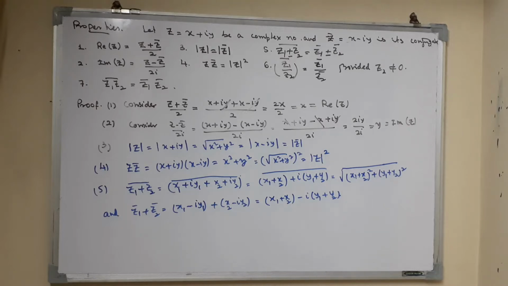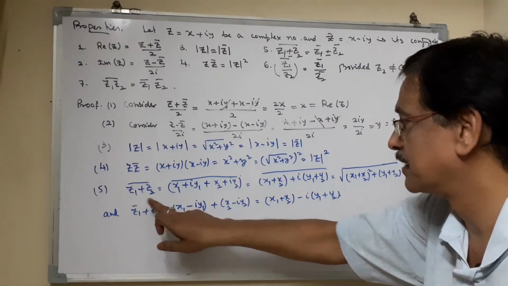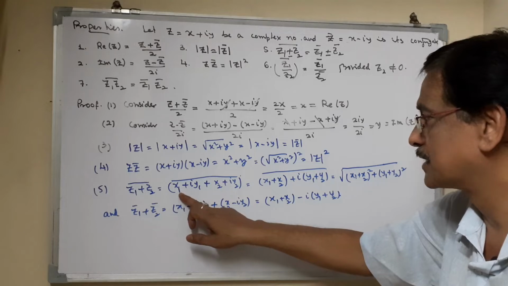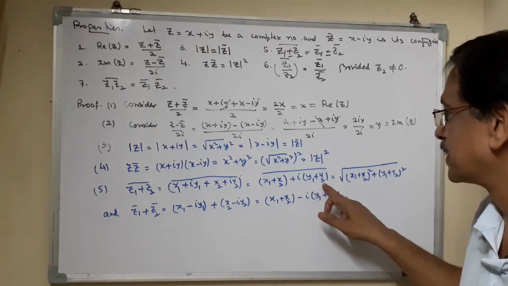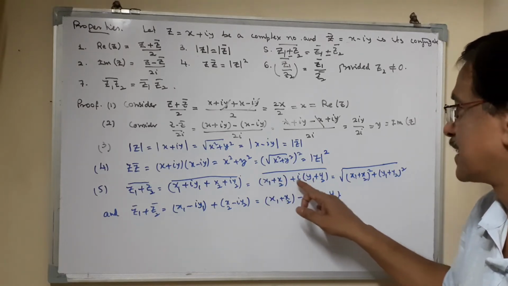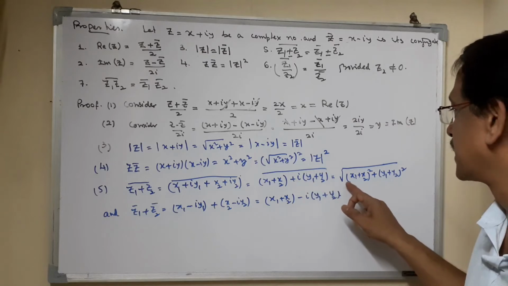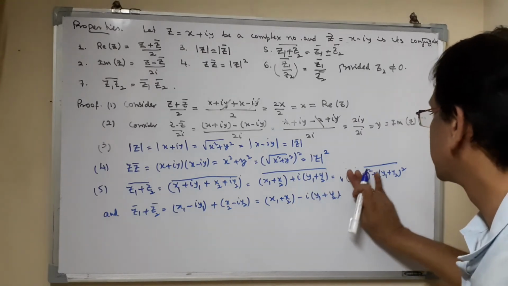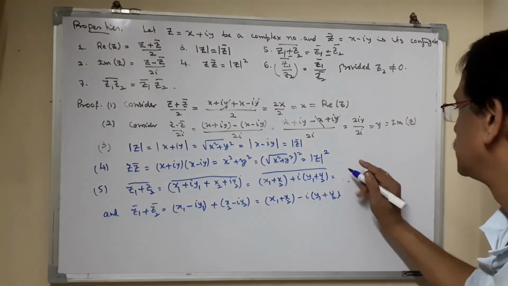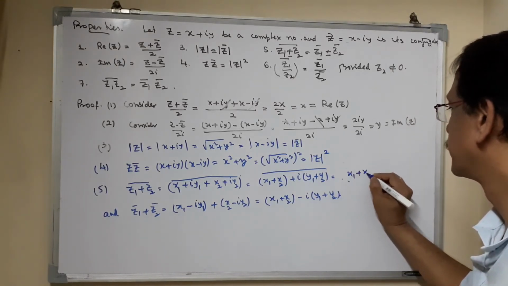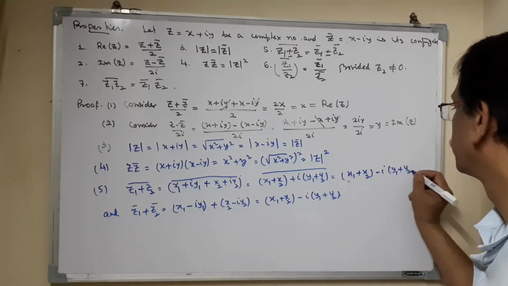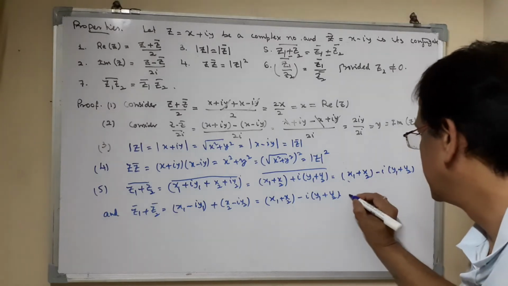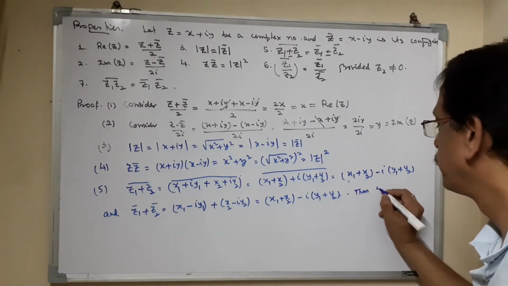So, what do we get? Look at it carefully. Once again I want to simplify z1 plus z2. z1 plus z2 is x1 plus iy1 plus x2 plus iy2, which is x1 plus x2 plus i into y1 plus y2. So for x plus iy bar, which is nothing but x minus iy, this is x minus i times y, bar means i times y minus y bar. So both are the same. Thus, 5 holds.